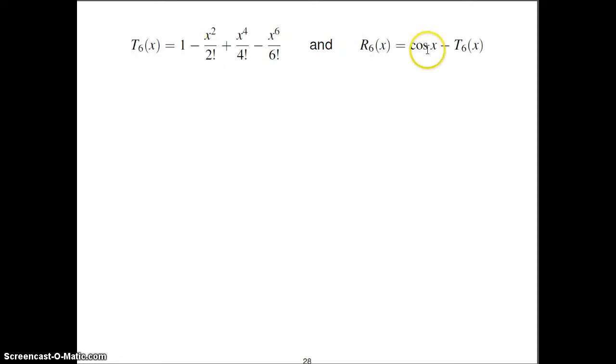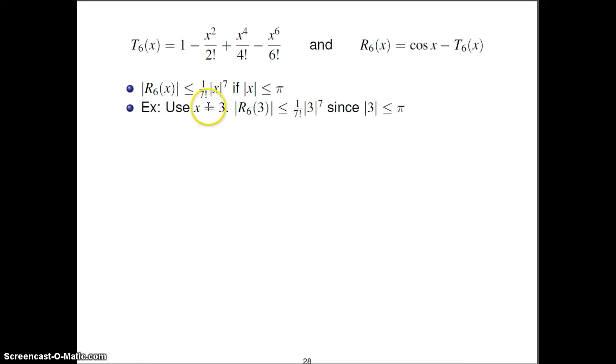So here's T6 again, here's R6. The inequality we saw earlier looked like this. What did this mean? Well, to demonstrate this using a different value, we're looking at x is equal to 3 here. So just replace the x's here and here with a 3, and this formula makes sense. This is okay because 3 is smaller than pi. So what does this inequality really mean?